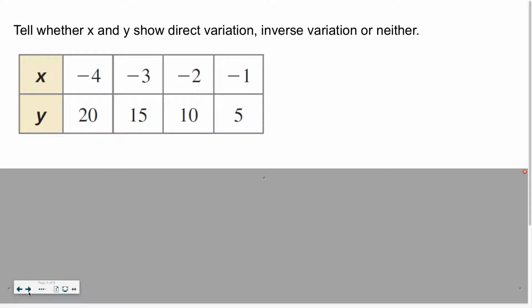Okay, moving right along. Some things that you should be able to do for your homework and also for your quiz this Friday is tell whether x and y show direct, inverse, or neither. And here you're given a table of values. So I'll give you some time just to look at the numbers that are here and see if you can come up with a reasoning of whether it's direct, inverse, or neither. And then I'll talk about what I would do. Take some time to look at it.